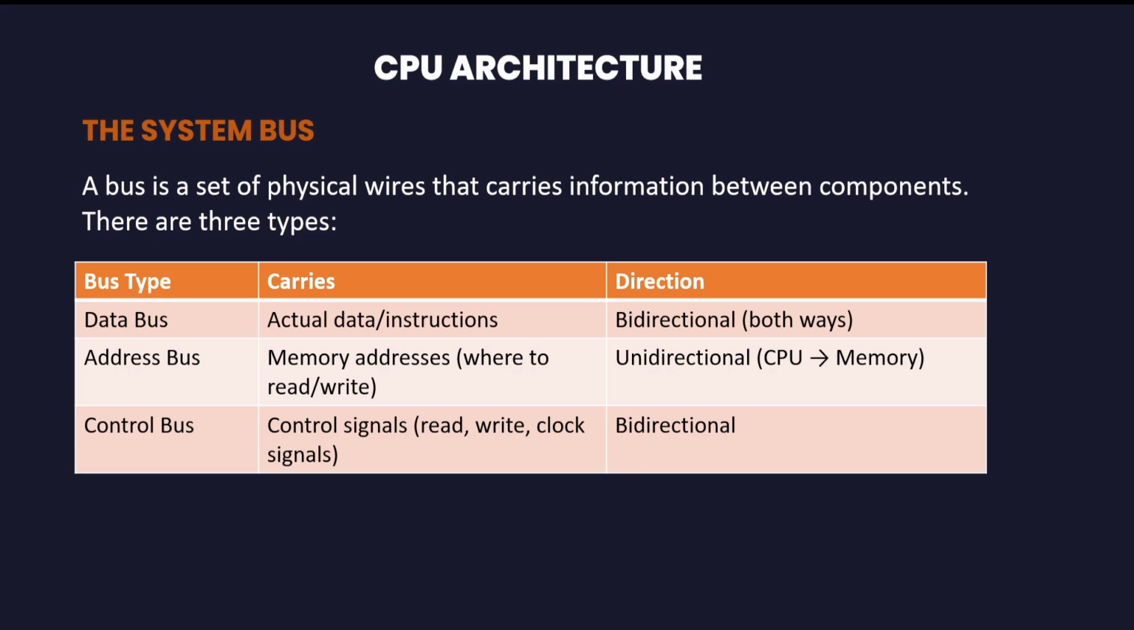It is also bidirectional. Exam trap to watch for. The address bus is unidirectional. The CPU tells memory where to go, but memory does not talk back on the same bus. Remember this. The data bus is bidirectional. Data flows both into and out of the CPU.